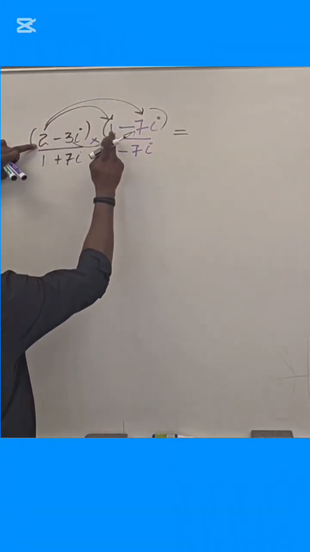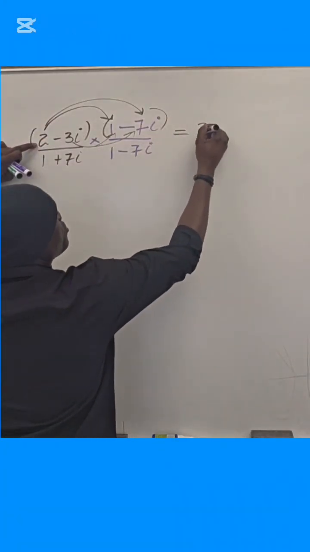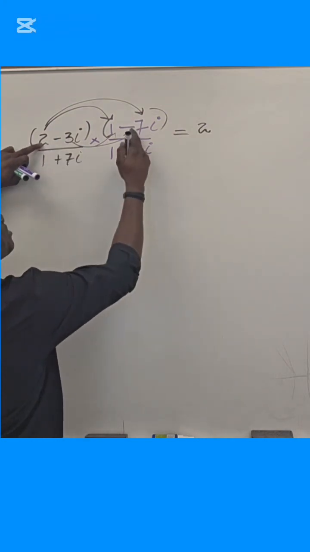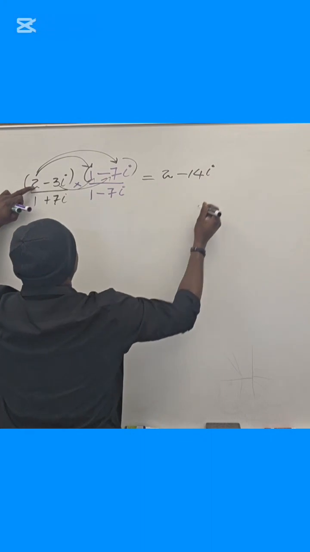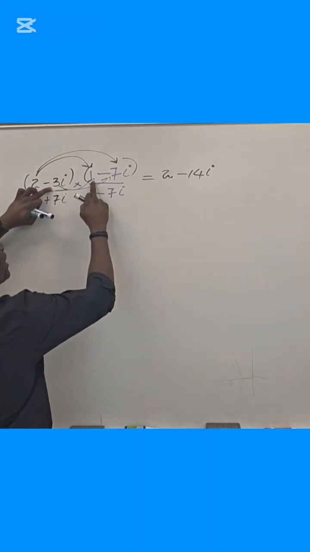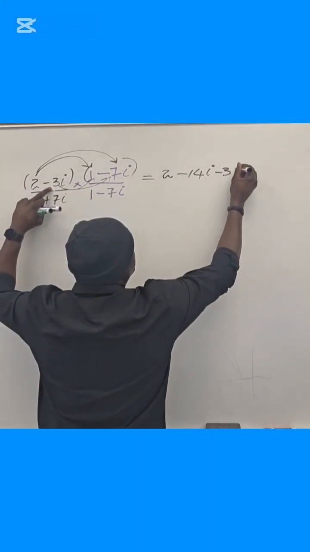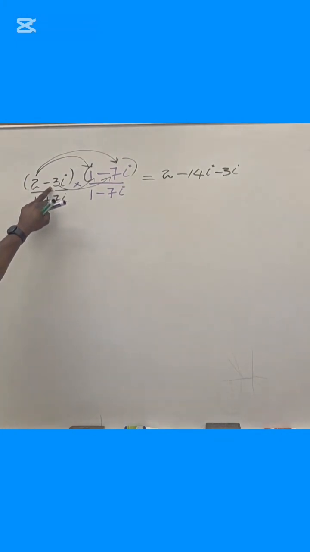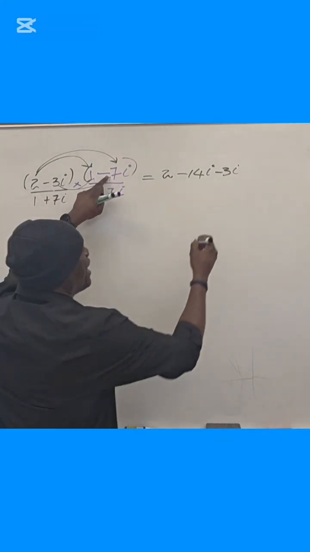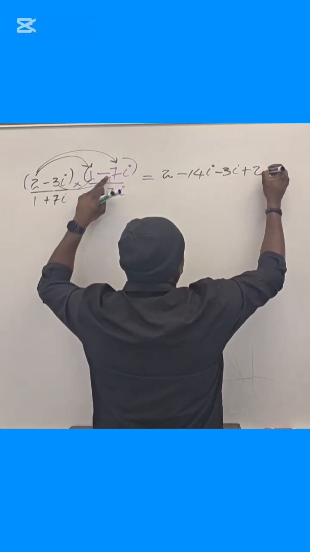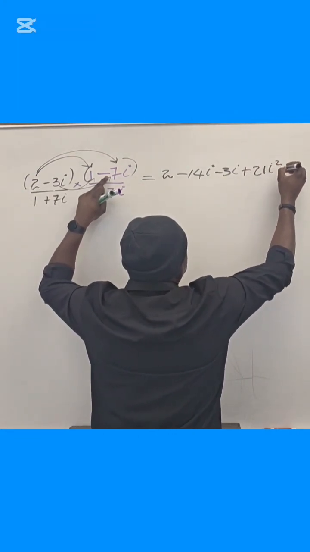So 2 times 1 will give me 2. 2 times negative 7i will give me negative 14i. Negative 3i times 1 will give me negative 3i. And then negative 3i times negative 7i will give me positive 21i squared. Okay? So we have that.